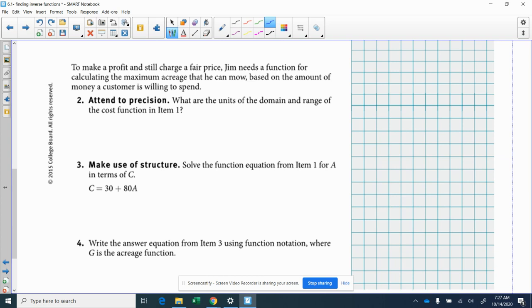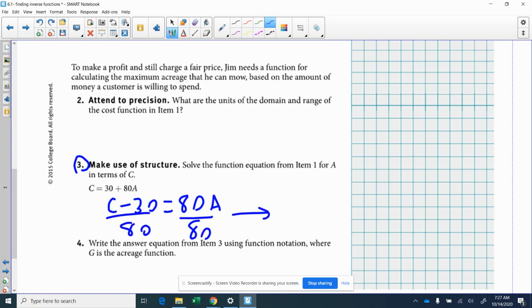If I look at number 3 here, they want me to make an equation in terms of C. What it means is my answer is going to be A, which is acres. So how are we going to do this? Well, if I work this out, C minus 30, so I'm going to subtract 30 to the other side to get 80A, and then I'm going to divide by that 80. To get the equation, cost minus 30 divided by 80 is going to equal however many acres you have. Okay? And this is what we call an inverse function.